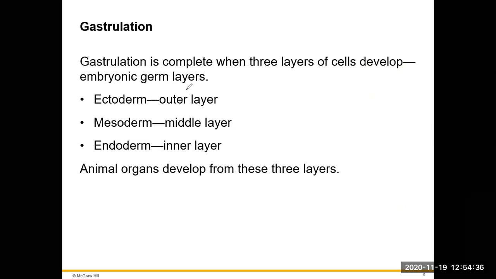So gastrulation is all about the formation of these 3 layers, or we call them embryonic germ layers. We have the ectoderm, mesoderm, and endoderm. And from these tissues, actually, if you saw the title on the syllabus, it says tissue development and then organ development. When you say tissue development, we are talking about these 3 layers: ectoderm, mesoderm, and endoderm. We are going to see what each layer is going to develop into, and it is from these tissue layers that organs develop.